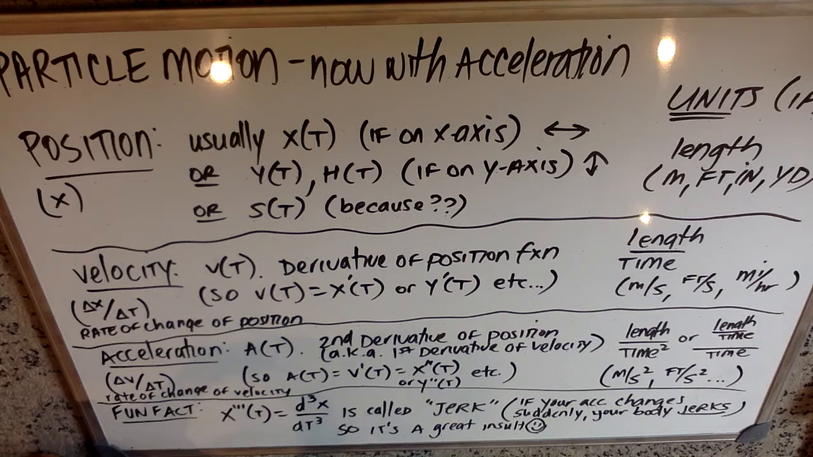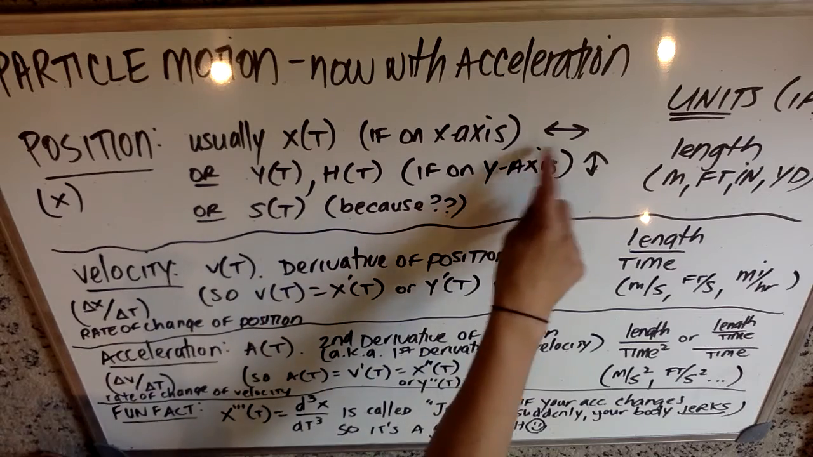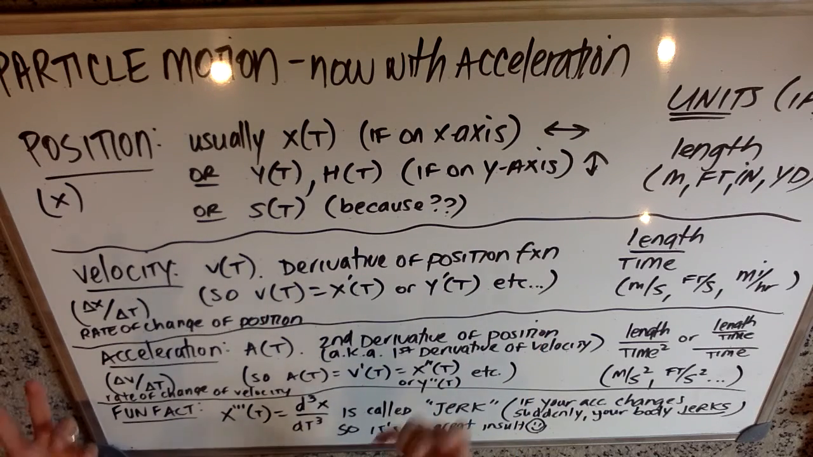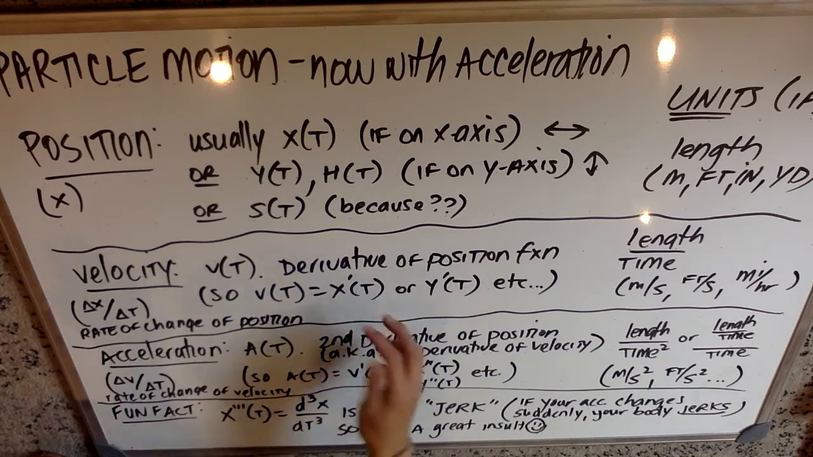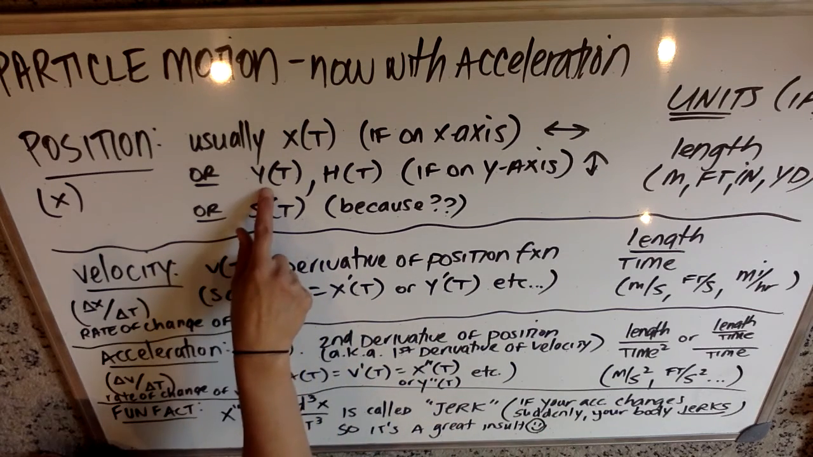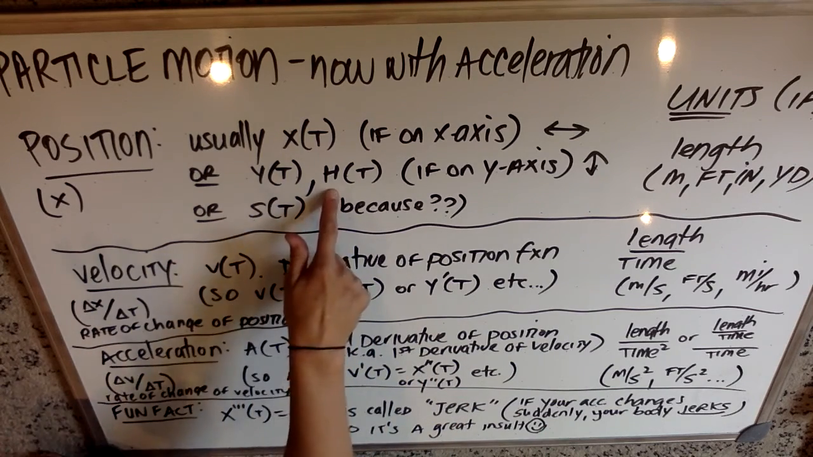So position is your physical location. If you're on the x-axis, we usually use x of t. If you're talking about you moving left and right, you'd often see position as x of t. If you're talking about movement up and down, like climbing up and down a ladder or a wall or moving up and down the y-axis, you'll often see position written as y of t, or h of t for height.